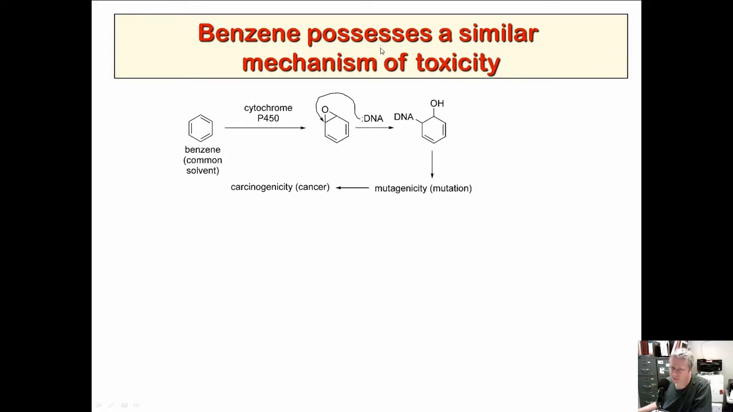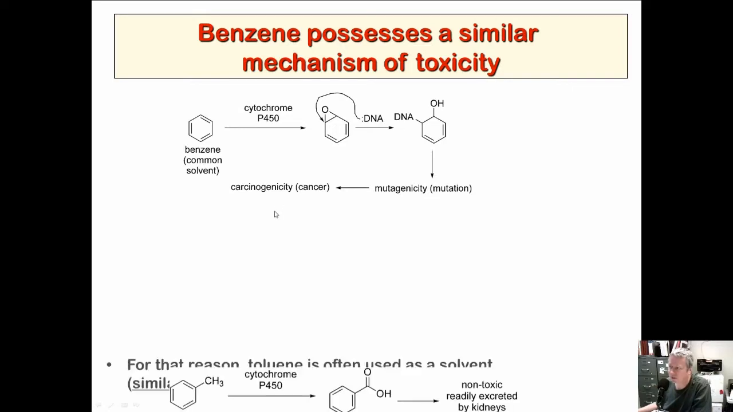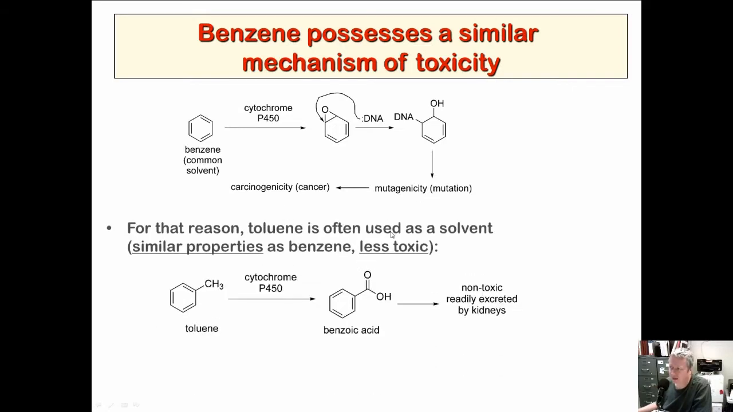Okay, benzene does this too. Benzene is a common solvent. It's like 20% of gasoline. So if you drive a car, you're probably exposing yourself to a little bit of benzene here and there. But also cytochrome P450 makes an epoxide. DNA attaches, and then now you have basically benzene attached to your DNA, and that also leads to mutations and cancer.